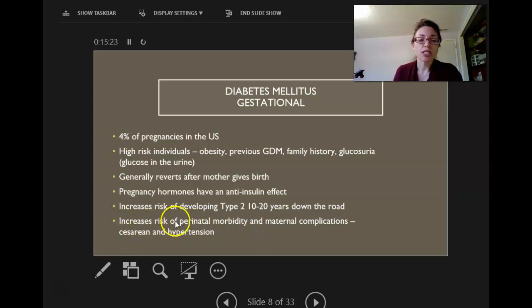Gestational diabetes increases the risk of prenatal morbidity and maternal complications such as cesarean section or hypertension. So these are important things for women to know during pregnancy.